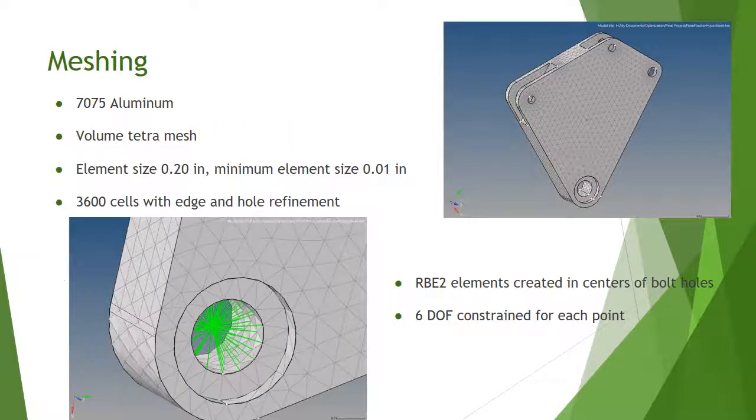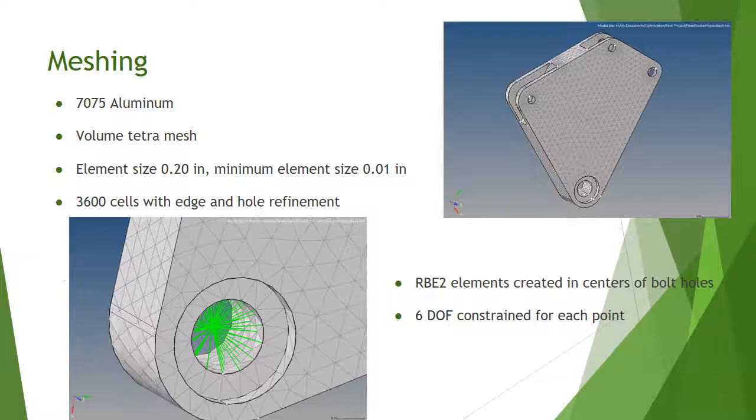Before I discuss loadings, I'll go over the mesh that was created. The rocker is milled out of 7075 aluminum. The generic block attaching all 4 points is created and meshed to 3,600 cells. The average cell size is set to 0.2 inches, and the minimum element size is set to 0.01 inches to refine the areas around the bolt holes.